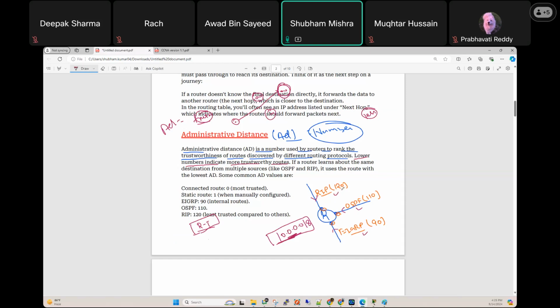RIP has AD value 120, OSPF is 110 and EIGRP has 90. So it means this router prefers the 10th prefix. Why? EIGRP. Yes or no? Everyone, tell me. Yes? Because EIGRP's AD value is less compared to RIP and OSPF.